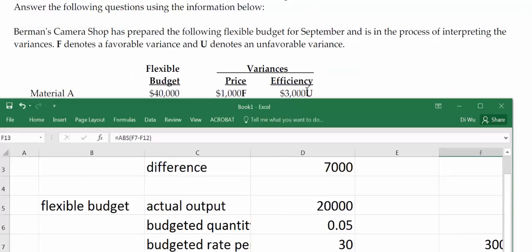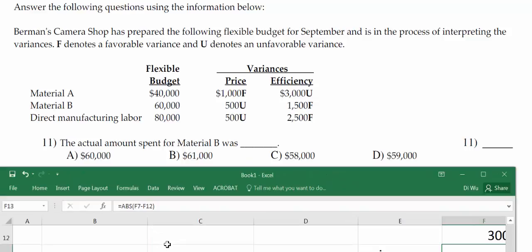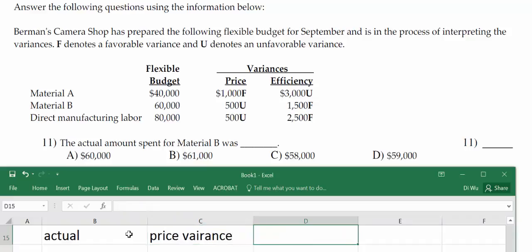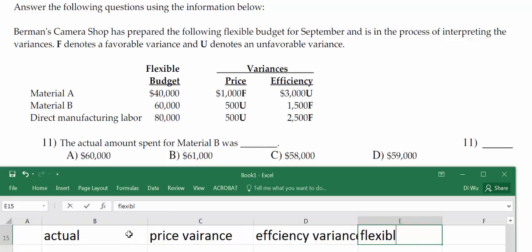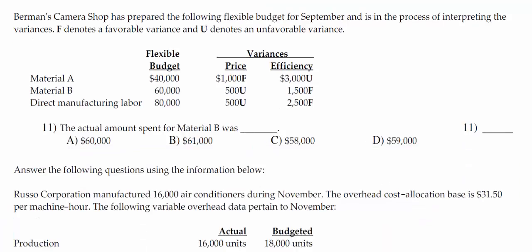Now if you take a look at these numbers, it's quite interesting that we can start with the flexible budget. We have actual here, and we have what we normally call the price variance in the middle, and we have the efficiency variance. Remember, now we have the flexible budget, so we have all these elements sitting here. Now we just need to figure out which direction we're going. Should we add or should we subtract? Let me move this here a little bit.